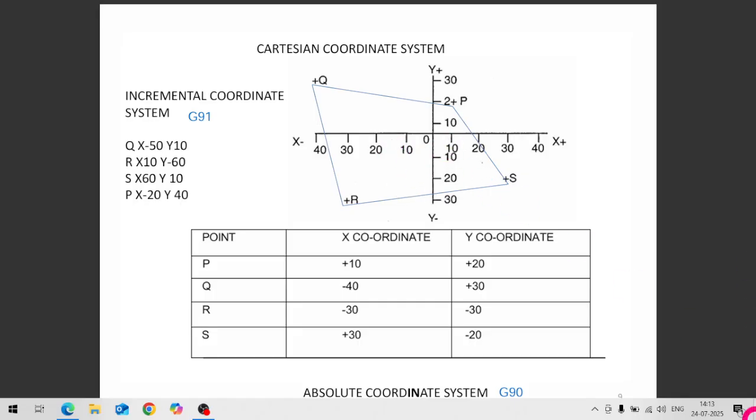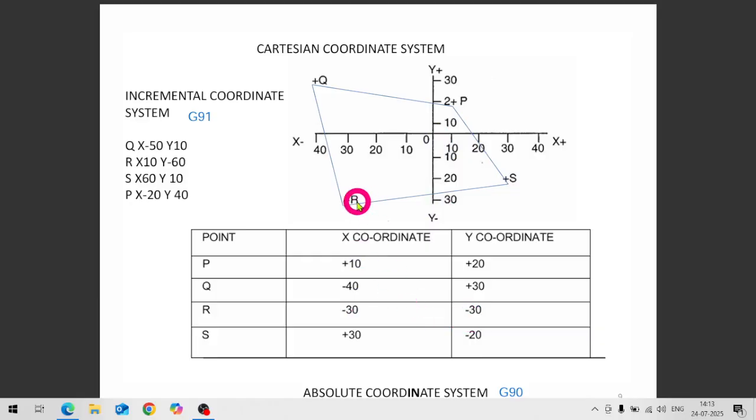Similarly, the third point is R. How do we define this point R? It is in the third quadrant. Third quadrant means both are in the negative direction: x is in minus and y is also in minus. So if you see, this point is at minus 30 in x and minus 30 in y also. So this point is minus 30, minus 30.